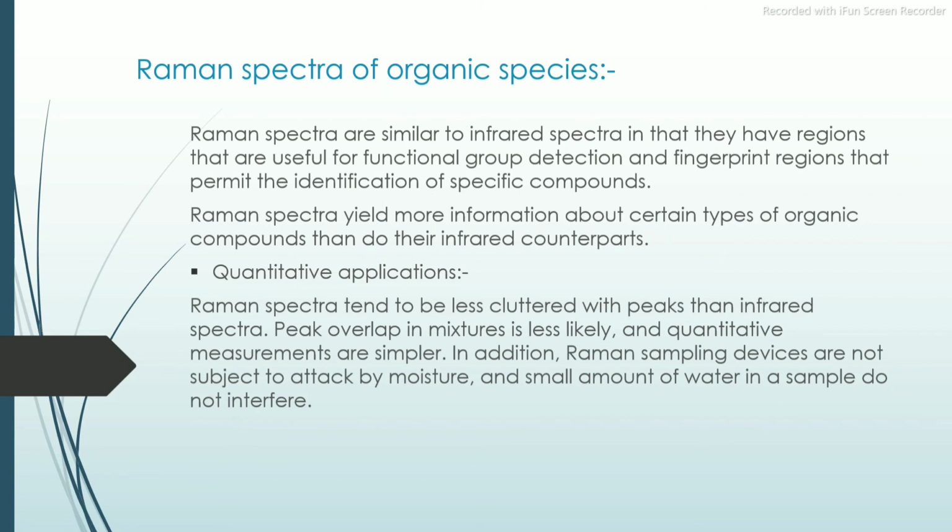Then Raman spectra of organic species. Raman spectra are similar to infrared spectra in that they have regions that are useful for functional group detection and fingerprint regions that permit the identification of specific compounds. Raman spectra yield more information about certain types of organic compounds than do their infrared counterparts.